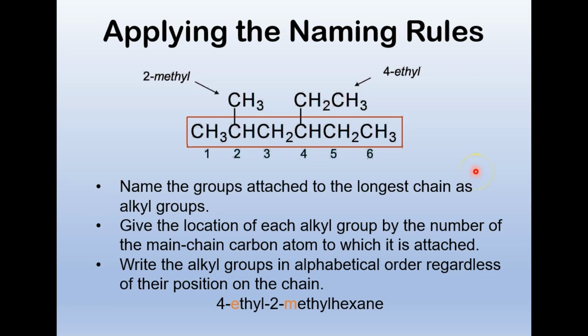All right, then I see that I have a substituent at carbon number 2 and carbon number 4. Give the location of each alkyl group. That's why we learn the alkyl groups, meth, eth, isobutyl, sec-butyl, all those good things, by the number of the main chain carbon atom to which it is attached. Write the alkyl groups in alphabetical order, regardless of their position on the chain. So we do ethyl first, and we say 4-ethyl. Then we say 2-methylhexane. We get the length of the chain. We know they're all single bonds. We know at carbon number 2 there's a methyl group, and we know at carbon number 4 there is an ethyl group.